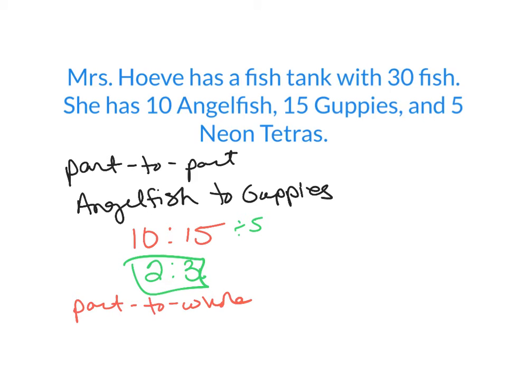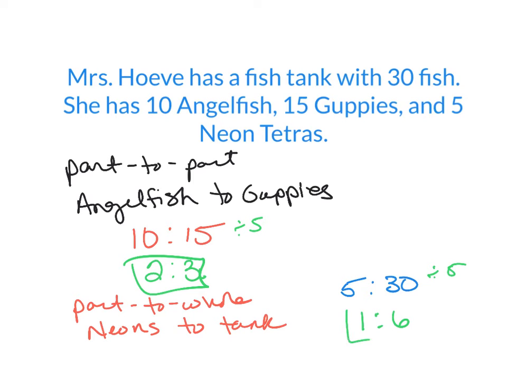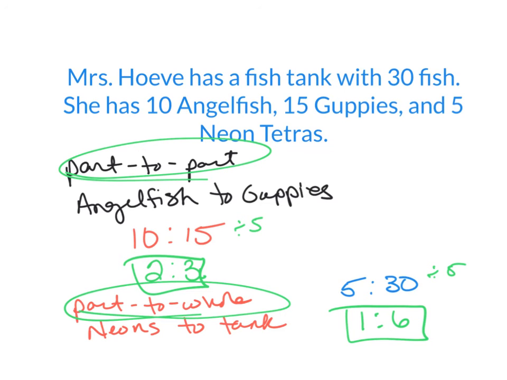Now let's do a part to whole ratio. So I want to do my neon tetras, we'll just call them neons, to my whole tank. So neon tetras, I have 5. To my whole tank, I have 30 fish. Again, we need to simplify it, so I'm going to divide by 5. I've got 1 to 6. This basically means 1 out of every 6 fish that I have in my tank are neon tetras. Part to part, part to whole.